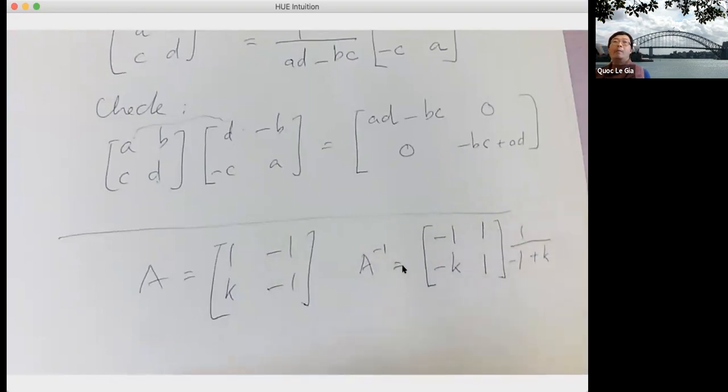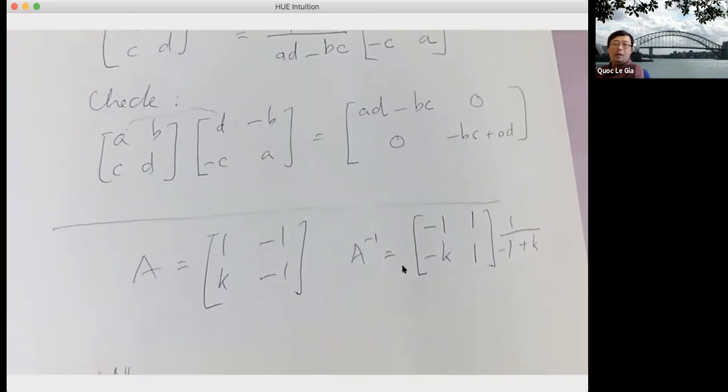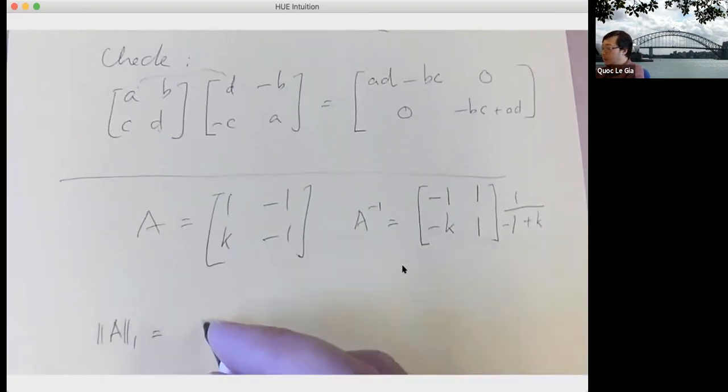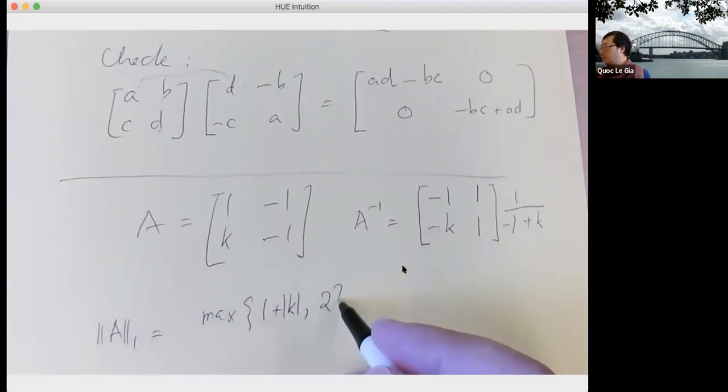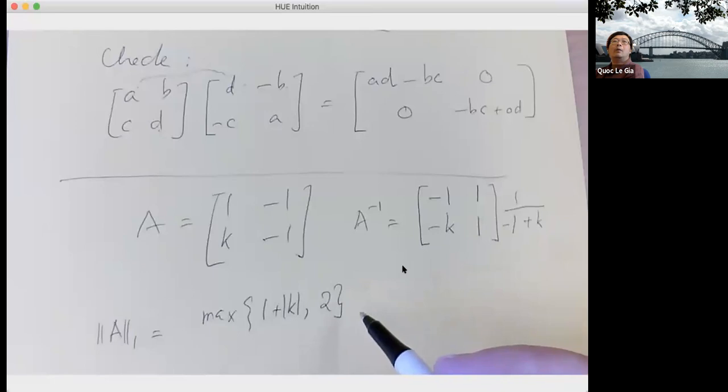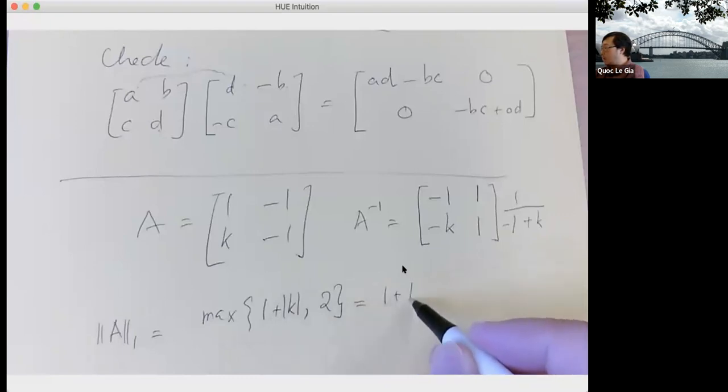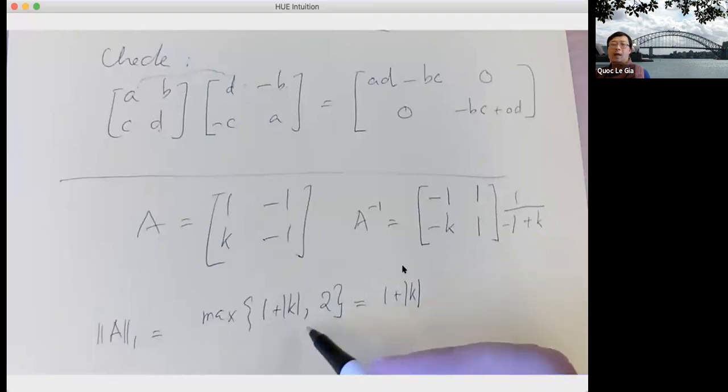So now what is the one norm? What is the one norm of matrix A? So it will be max of 1 plus k in absolute value, and the second one is just 2, right? And remember the condition that k is bigger than 1, yeah? So if you look into the example, k is bigger than 1, so this one is just 1 plus k, right? Because 1 plus k now is bigger than 2.